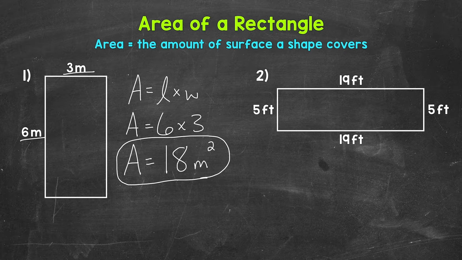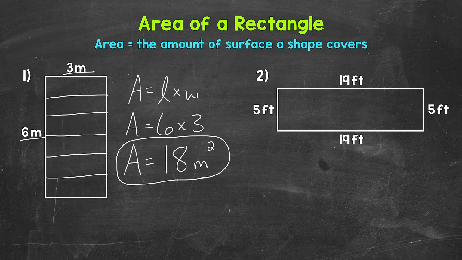Before we move on to number 2, let's take a look at why we do length times width and look at a visual of area. We have 6 meters by 3 meters, so let's draw these out, starting with 6 meters. So I'm going to mark each meter here. So 1, 2, 3, 4, 5, and 6. So we have 6 meters there.